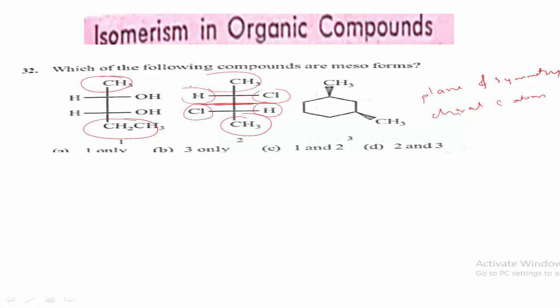Therefore it is also not a mesoform. But come to the third structure. If you take a plane here and fold this one, this CH3 group correctly matches with this CH3 group. Therefore it follows the plane of symmetry, and according to the question this one is the mesoform. Means only the third structure follows the meso rules. Therefore option B is the right answer. Remember students, mesocompounds contain a plane of symmetry, chiral carbon atoms as well as a center of symmetry.